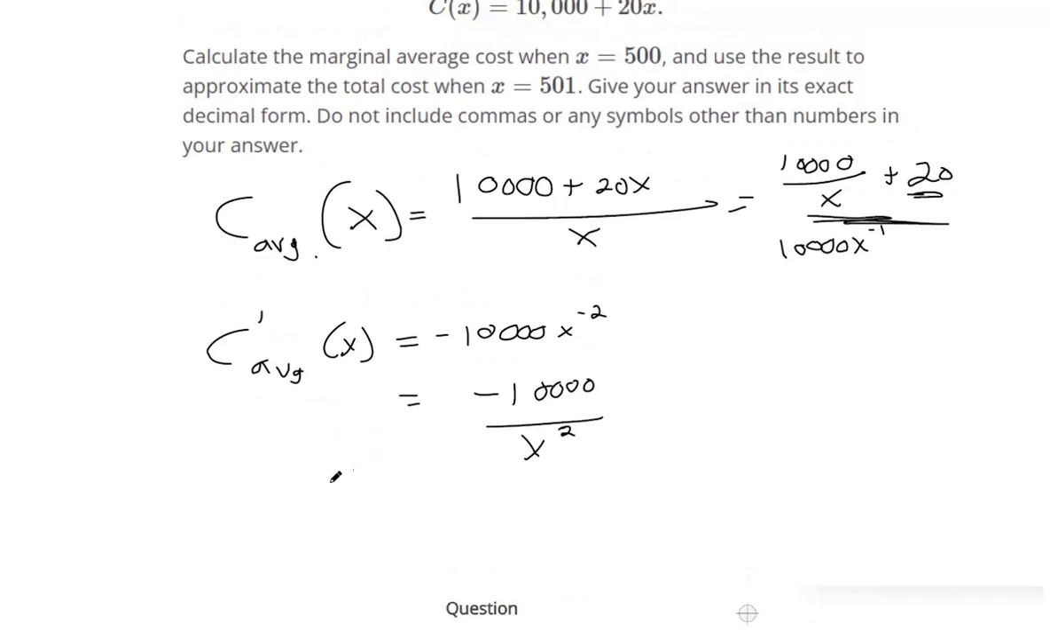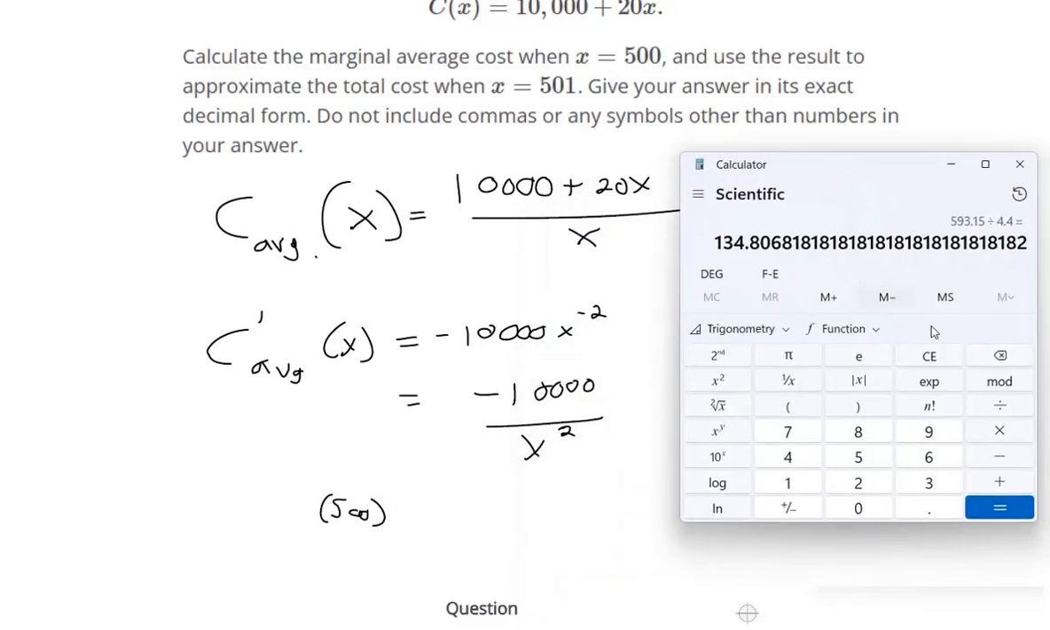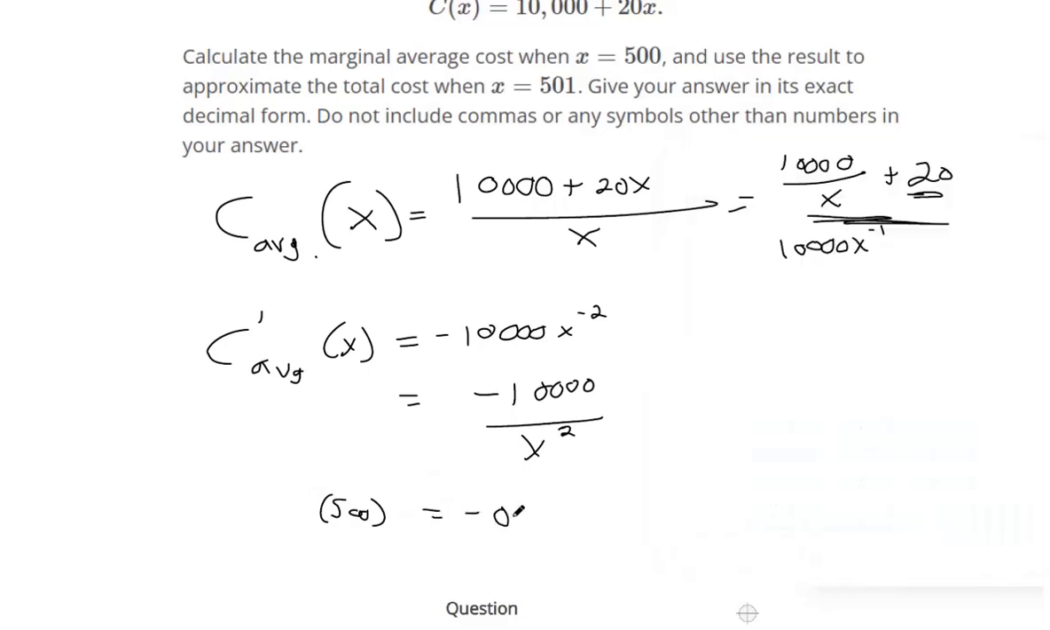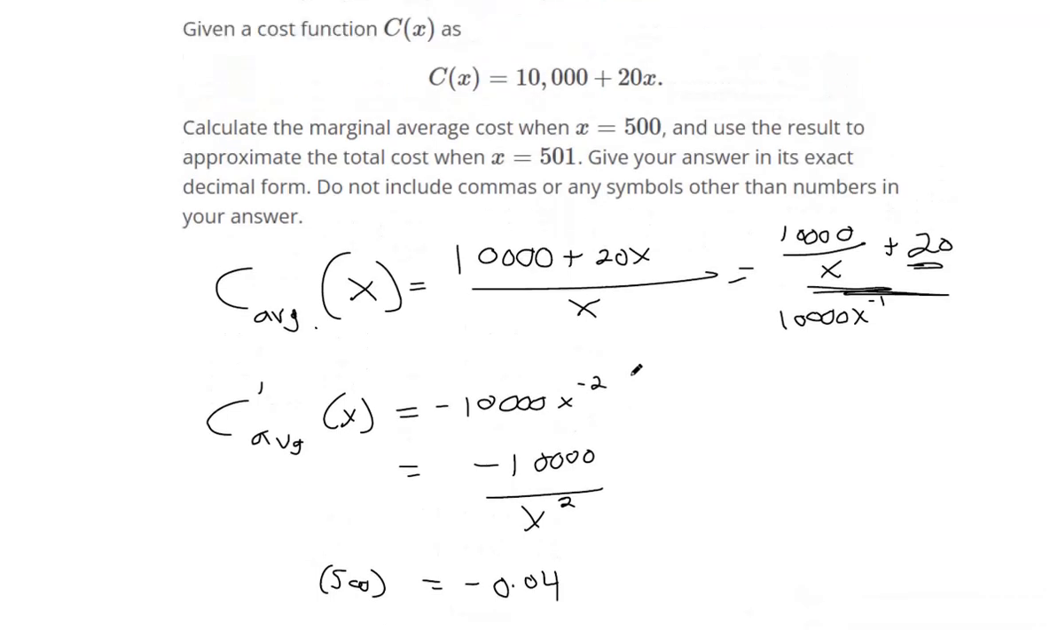And so into x, we need to plug in 500. So you just need a calculator. So 500 squared, so that's negative 10,000 over that, which is negative 0.04, which makes sense, I guess, because the cost is going down the more items you produce. Because if you're producing a ton of items, then the average cost per item is probably going down because you've already got the machinery, you've already got all the stuff working in the background.